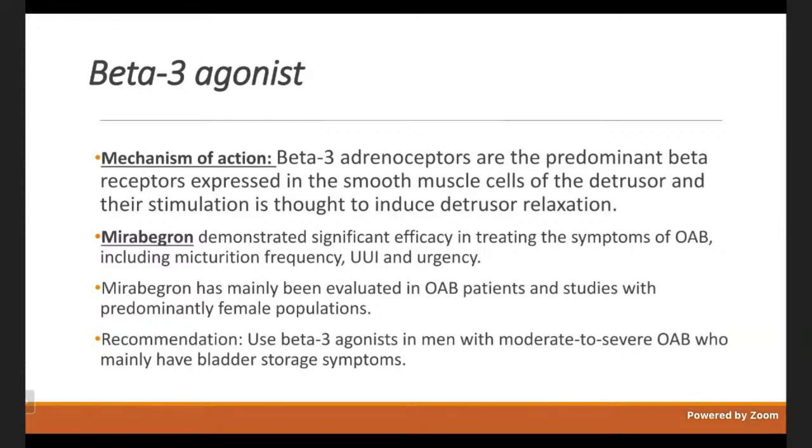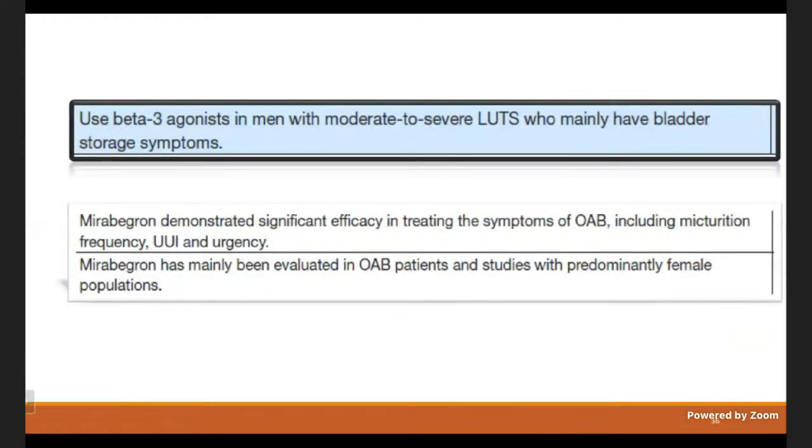One of the beta-3 agonists which has been widely used in patients with lower urinary tract symptoms of frequency, urgency, nocturia is mirabegron. Mirabegron has shown significant improvement in overactive bladder as well as symptoms of frequency, urgency, nocturia, which may coexist in these patients with BPH. So a beta-3 agonist like mirabegron can be used in the treatment of overactive bladder secondary to BPH. Use of beta-3 agonists in men with moderate to severe LUTS who mainly have bladder storage symptoms has been tried and has been very successful.